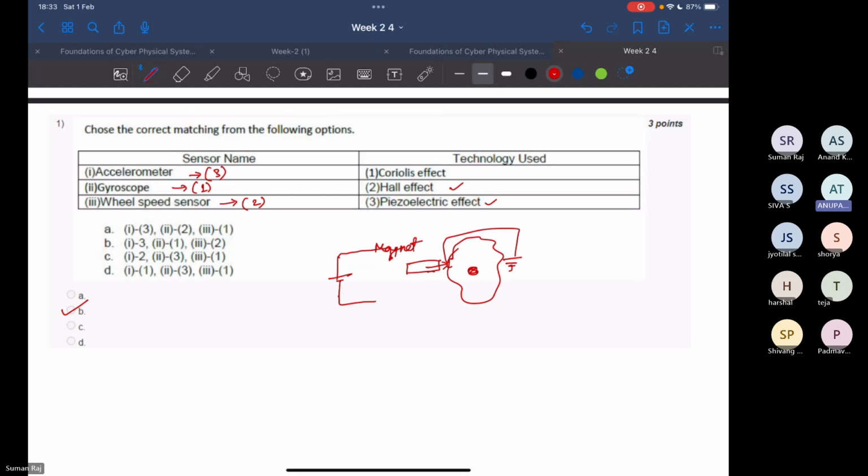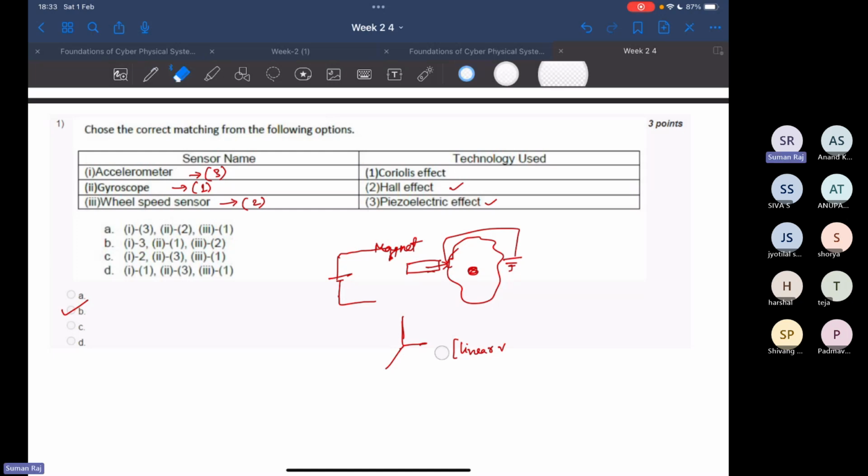Coriolis force will be perpendicular to the two forces, just like what we have in centrifugal or centripetal force. So what are those two forces? One is the angular velocity. Second is the linear velocity. So FC is V cross omega, and the mass.